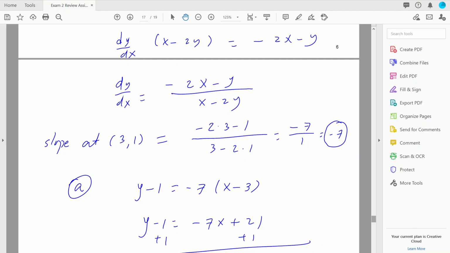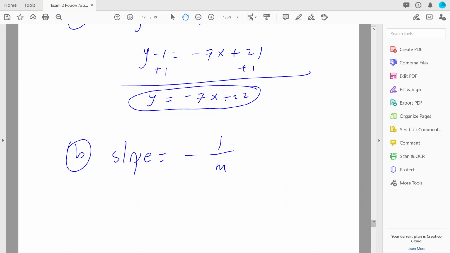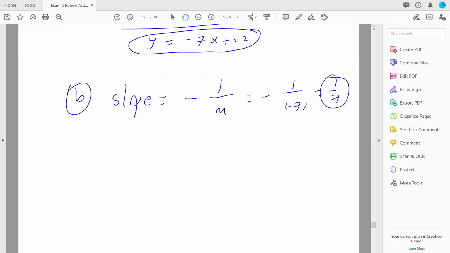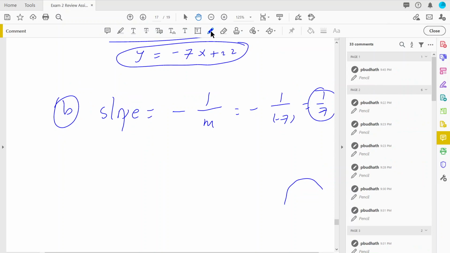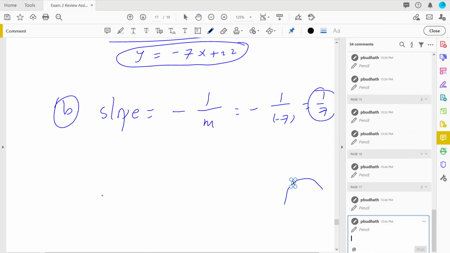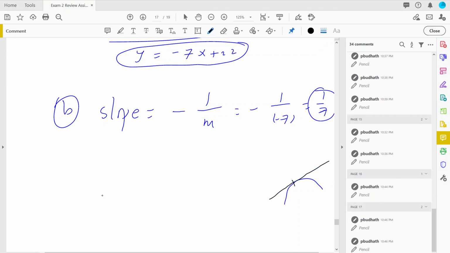Okay, so slope at 3, 1, let's say this is m, and slope of the normal line will be negative of 1 over m. So if we plug the value of m, which is already negative 7, the slope of the normal line will eventually be 1 over 7. Here is the thing I'm going to give you. This is the graph, and let's say at point 3, 11, this is the tangent line at 3 comma 11.